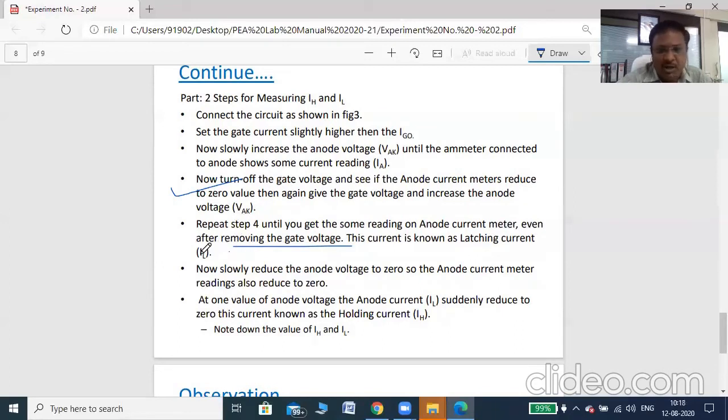Latching current is the minimum current which flows through the device even after the gate bias is removed. If you remove the gate bias, your SCR still remains on. That is why it is called a latching device. So once the current through the SCR is greater than the latching current, your SCR remains on, even if you remove the gate voltage. Now slowly reduce the anode voltage to zero, so that the anode current meter reading also reduces to zero. At one value of anode voltage, the anode current suddenly reduces to zero, and this is known as the holding current. Okay.